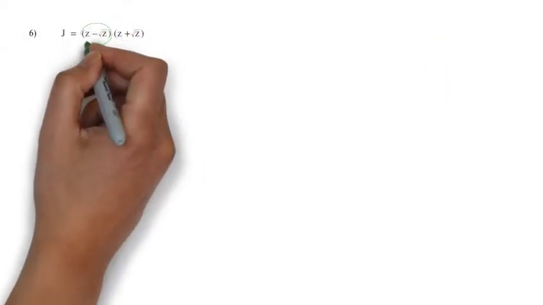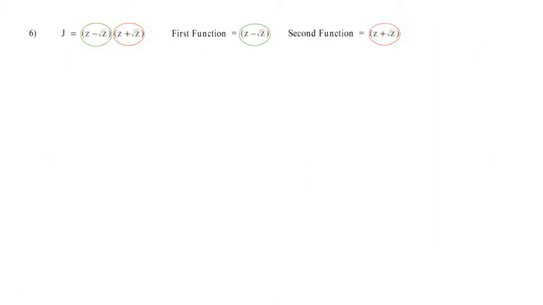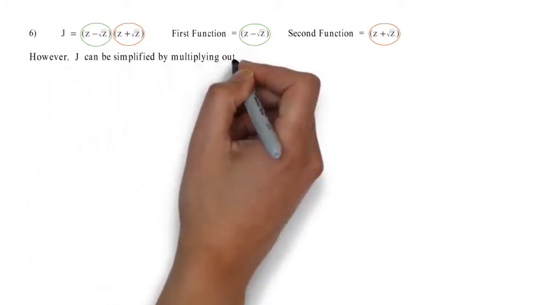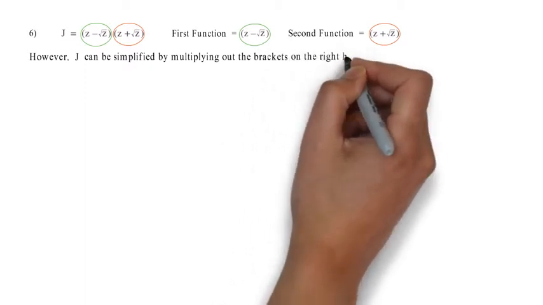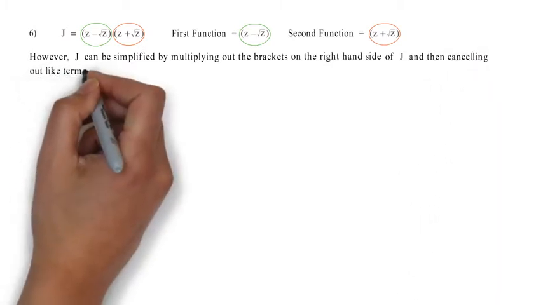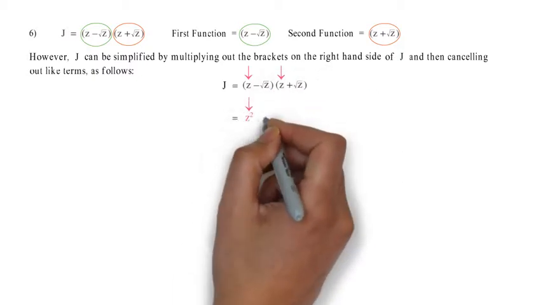In question 6, z minus root z is the first function, and z plus root z is the second function. However, j can be simplified by multiplying out the brackets on the right-hand side of j, and then cancelling out like terms as follows. j equals z minus root z times z plus root z equals z times z is z squared.